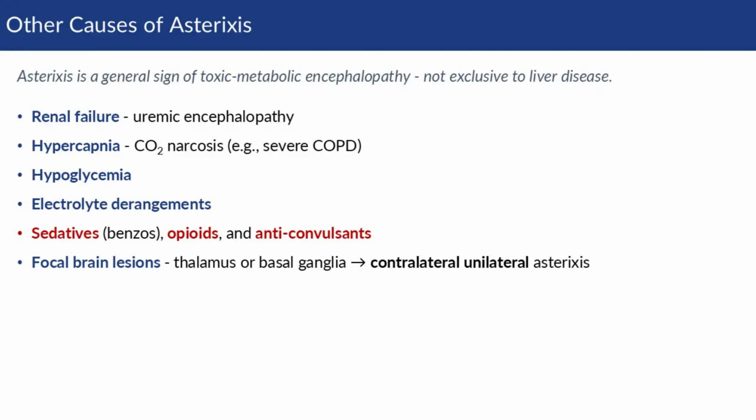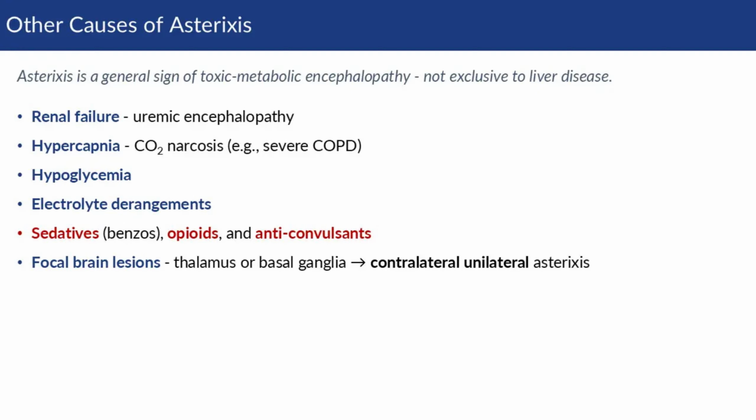Additionally, various electrolyte derangements can contribute, such as hyponatremia, which can cause cerebral edema. Hypocalcemia increases neuromuscular excitability, while severe hypercalcemia can lead to lethargy and cognitive slowing. Hypomagnesemia might promote tremor, myoclonus, and even seizures, and both hypo and hyperkalemia can impair muscle function, contributing to fatigue during sustained contraction. Certain medications, including sedatives like benzodiazepines, opioids, and some anticonvulsants, can also induce asterixis.